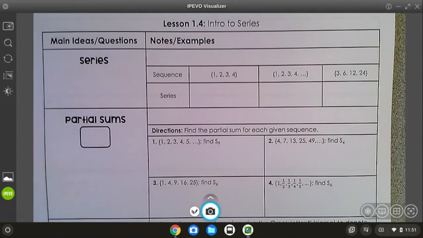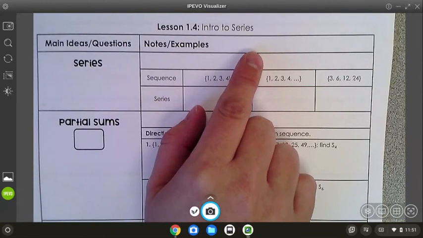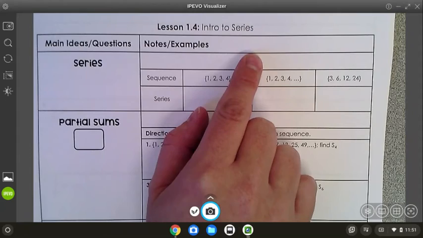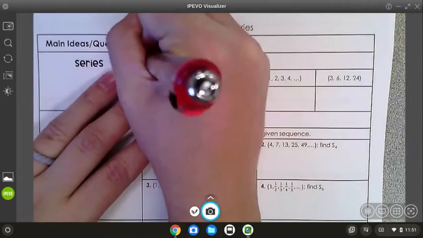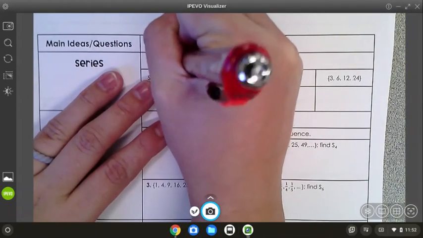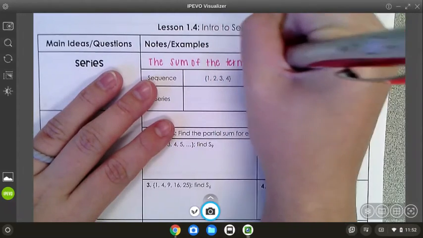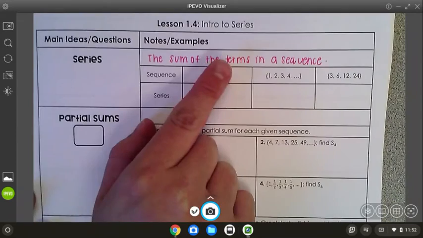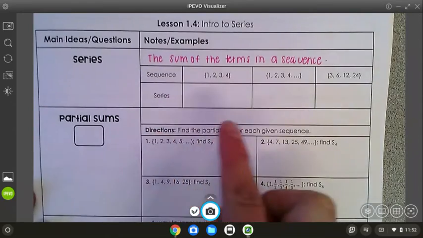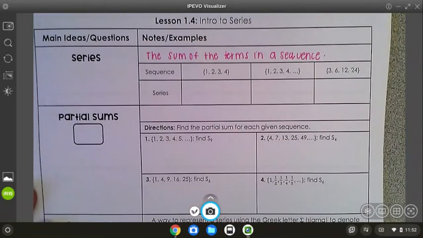Hey guys, in this video, we're going to be doing lesson 1.4, which talks about series. So we've been talking about sequences. We're going to learn what a series is. A series is the sum of the terms in a sequence. We learned a sequence is just a list of numbers, and a series takes that list and adds them all together.